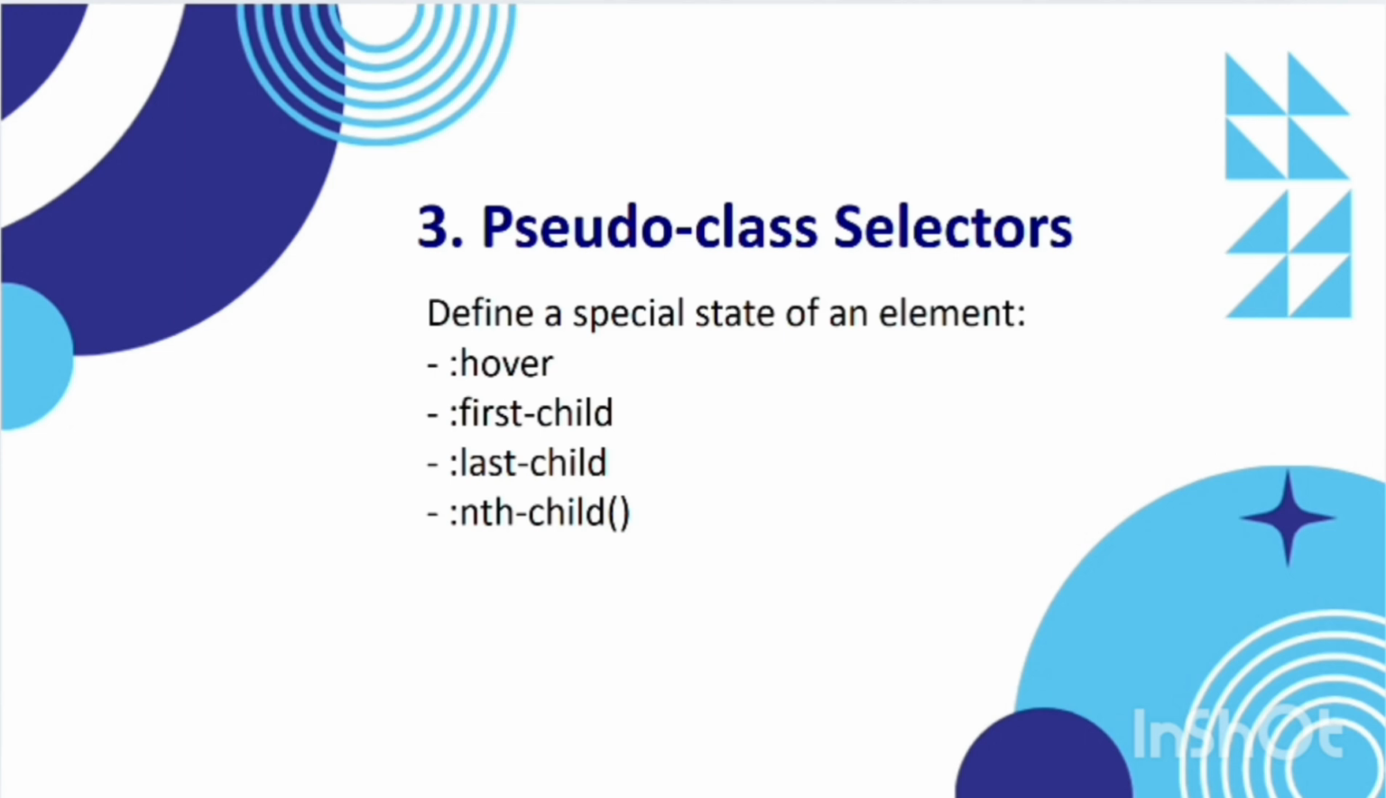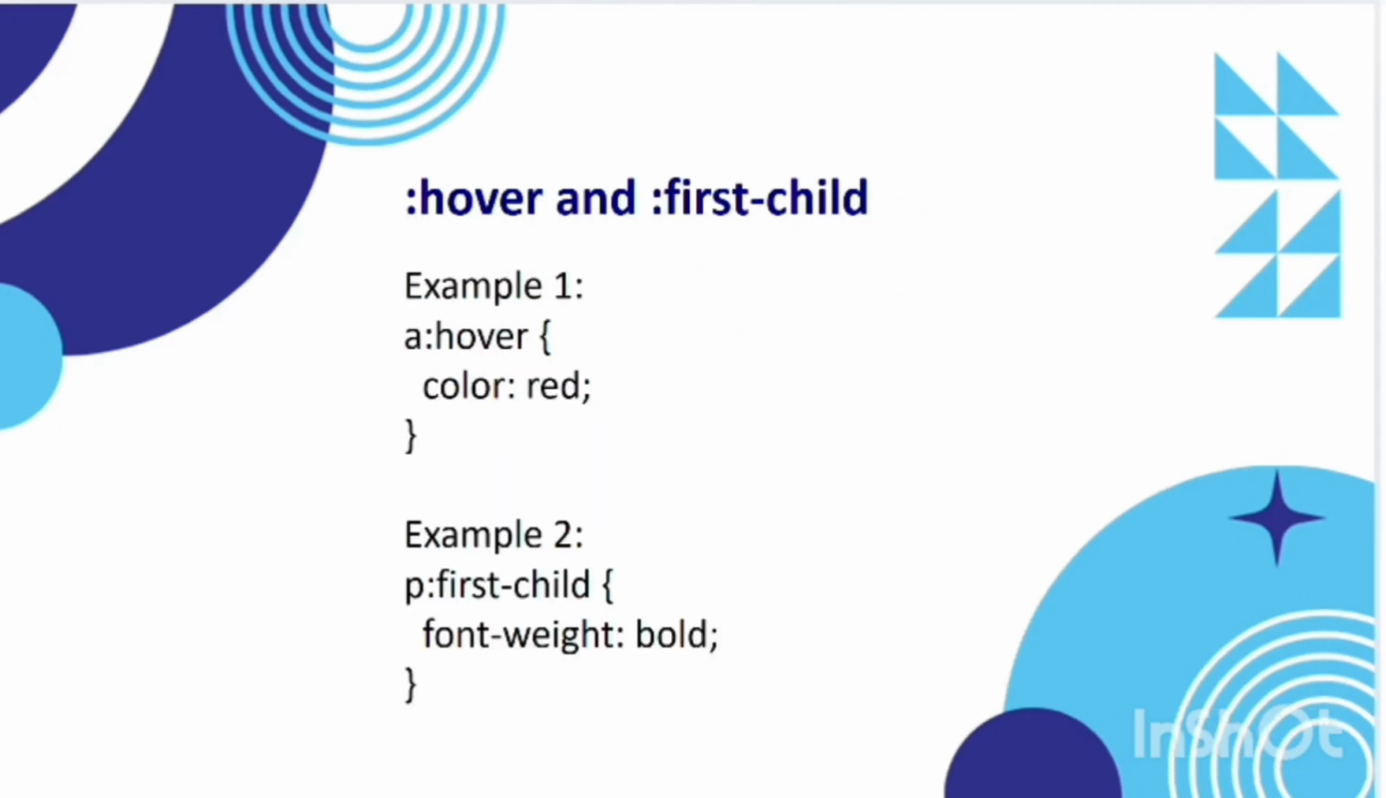Now moving to pseudo class selector. Pseudo class selector allows us to style elements based on their state like hover, focus or position. They are very helpful in interactive designs. Let's see some examples. Hover and first child. Here A colon hover, open curly brace, color colon red semicolon, which means when the user hovers the mouse over the link, the text will turn red.